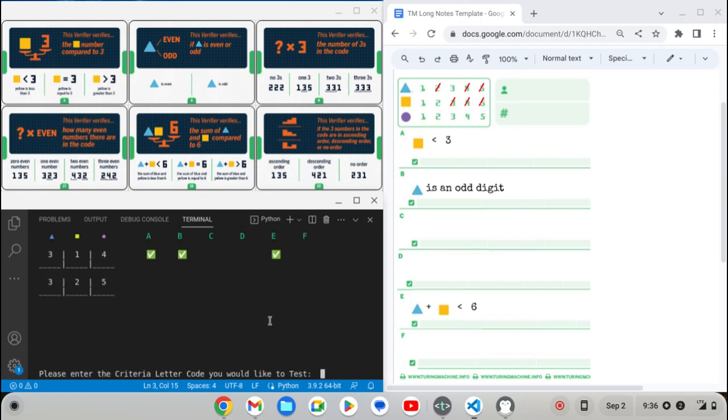Okay, so let's go ahead and test how many 3s there should be. So let's go ahead and test criteria card C. Okay, wow, so it did not like a single 3. So we know there can't be 3 3s since square is already eliminated. It did not like there to be only a single 3.